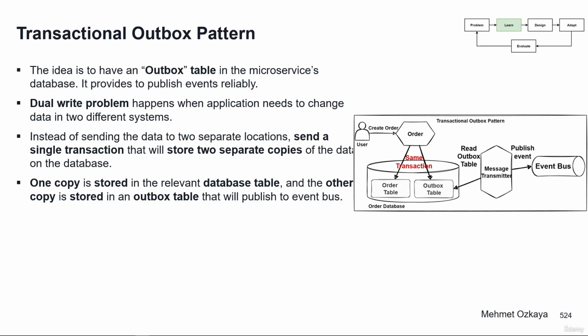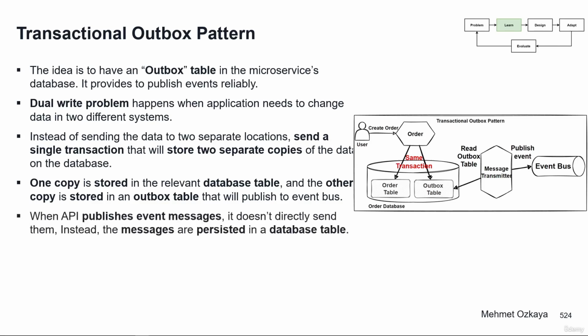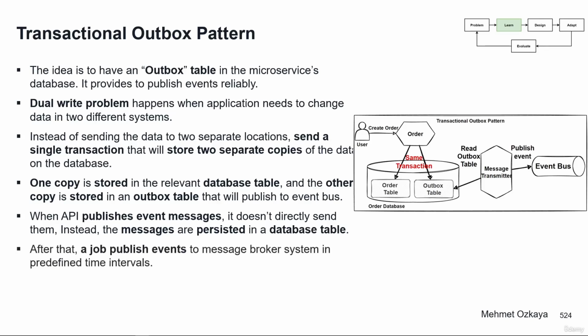For example, we might connect the outbox table to Kafka or other messaging queue systems. That means when your API publishes event messages, it doesn't directly send them. Instead, the messages are persisted in a database table. After that, a job publishes events to the message broker systems at predefined time intervals.